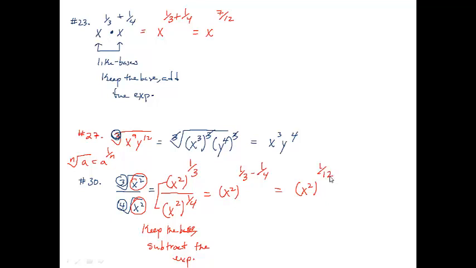Good. Alright, and then the last thing we need to do, remember the rule, when it's power to power, you multiply. So that's x to the 2 times a half. Keep the base, multiply the powers, and you get x to the 1/6, which is the same as saying the 6th root of x.